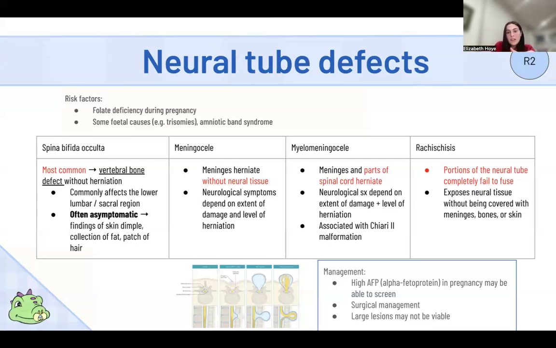The management for neural tube defects is mainly folate supplements, which are preventative. If there's any screening in pregnancy, a high AFP would indicate a neural tube defect. Depending on the level of the defect, it's case by case, but there can be surgical management, though really large lesions might not be viable.